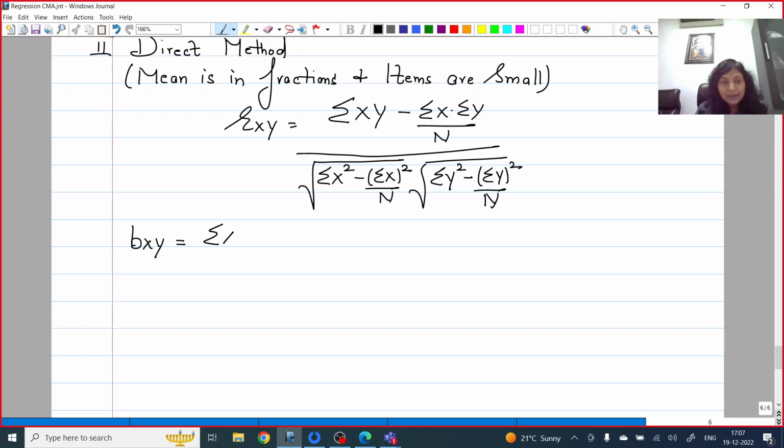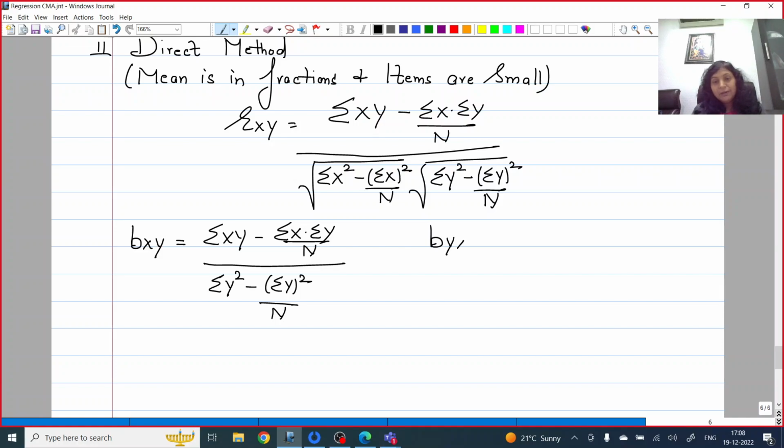For bxy, the numerator remains the same, summation xy minus summation x summation y upon n. You have to remove the dependent variable and the square root. In this case the dependent variable is x, so you have to remove this x item. The remaining item is summation y square minus summation y whole square upon n.